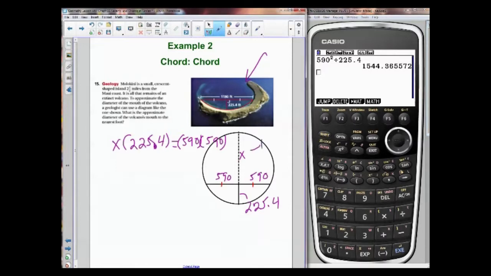So this right here is 1544.4-ish. We're rounding a little bit. When we round, we actually take off a little bit of slice right here. But that's just the nature of actual real-world problems.